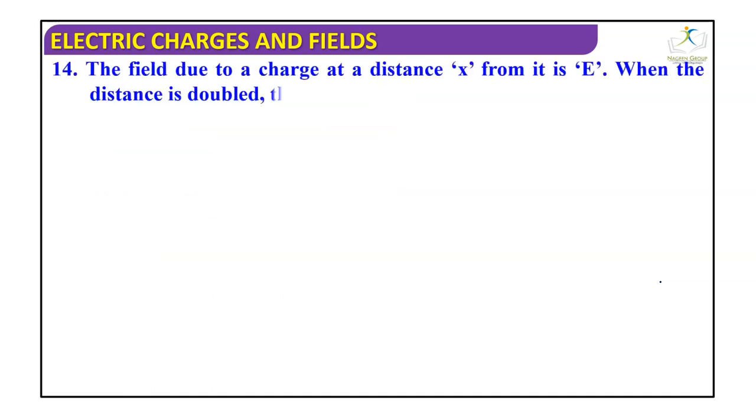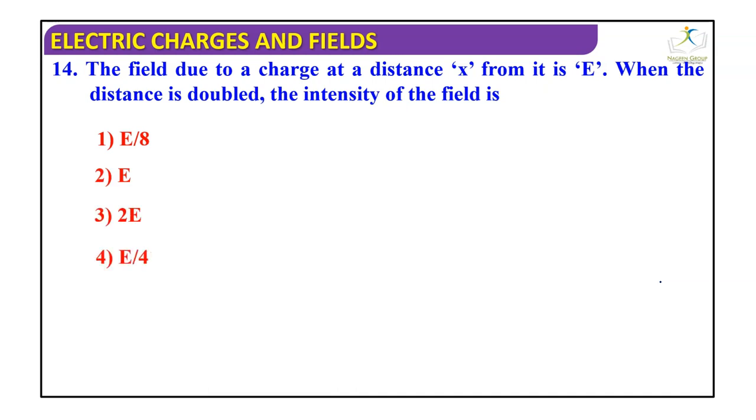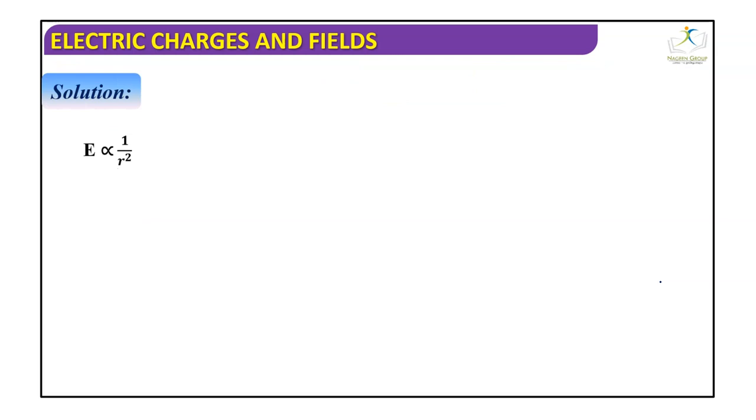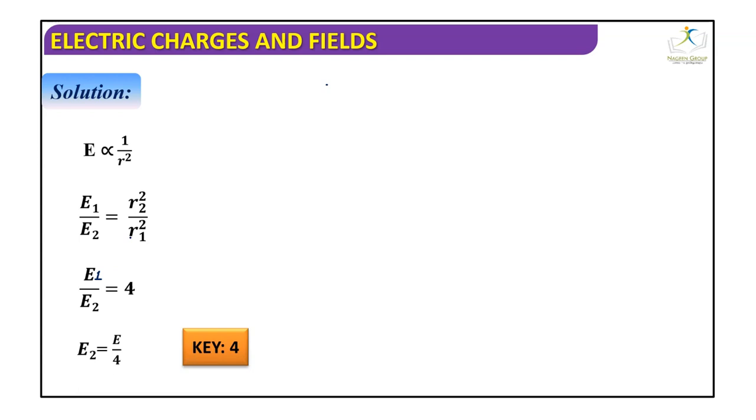In the 14th question, we have a field due to a charge at a distance x from it, which is E. When the distance is doubled, the intensity of the field is? So, see the solution of this question. E is directly proportional to 1 by r square. E1 by E2 is equal to r2 square by r1 square, so E1 by E2 is equal to 4. So, E2 is equal to E by 4. According to that, the correct option is 4.